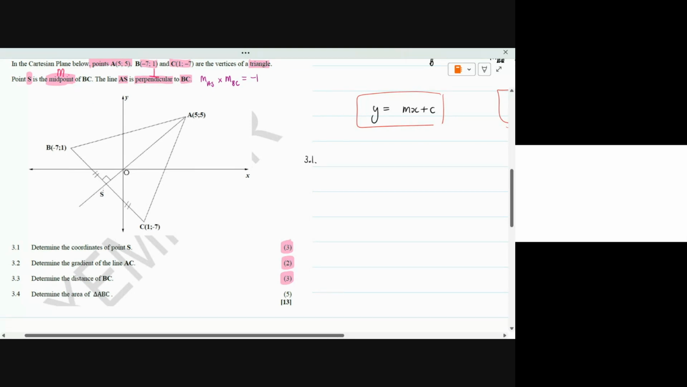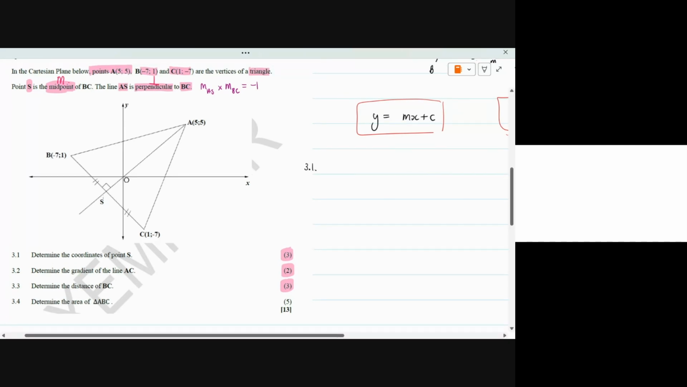Yes, ma'am. Let's go. Okay, so first things first, you have to first label your coordinates using the x1 and y1, and so on. So you choose any coordinates. In this case, I chose B to be x1 and y1, and C to be x2 and y2.